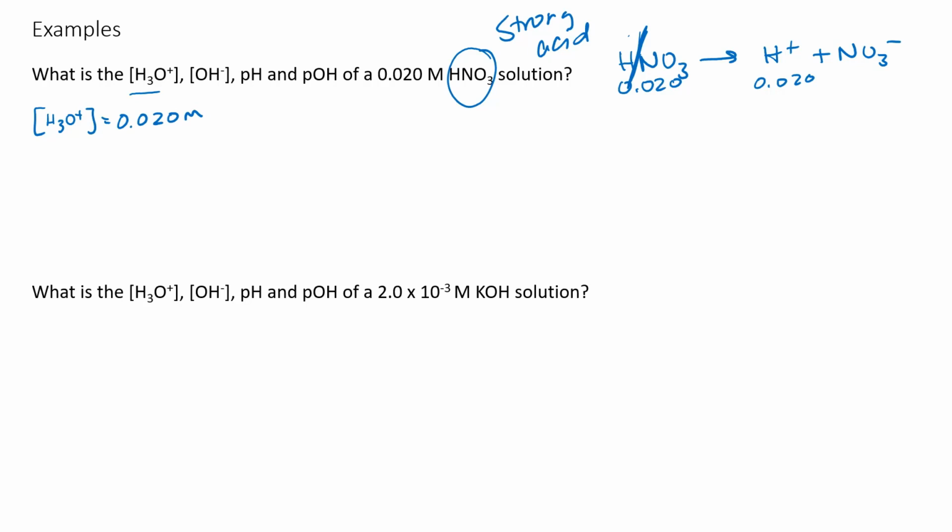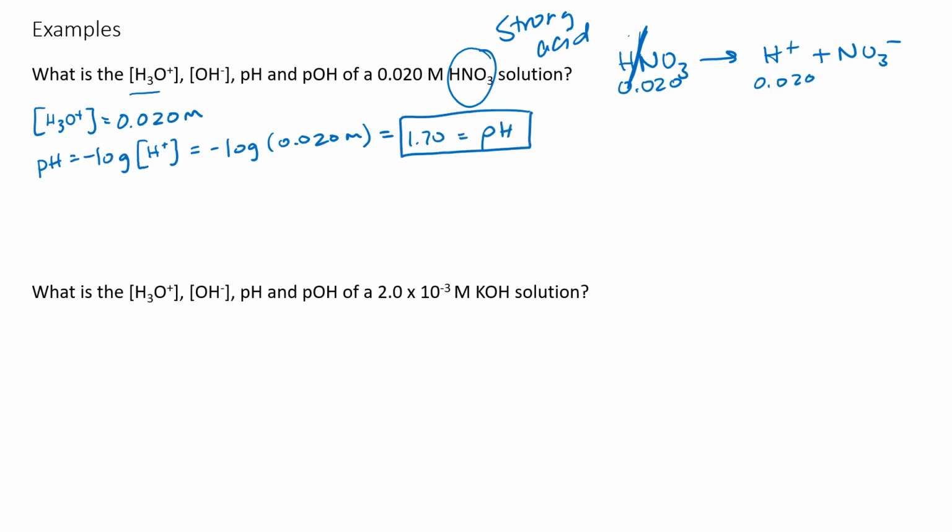And so next I'm going to go ahead and find the pH, because it's the negative log of the hydrogen concentration. So that would be the negative log of 0.020, and that would be equal to 1.70, which is really acidic, and that's what we would expect to see for a strong acid.